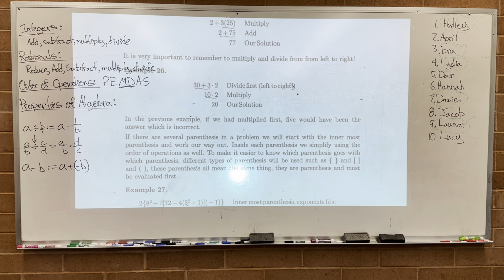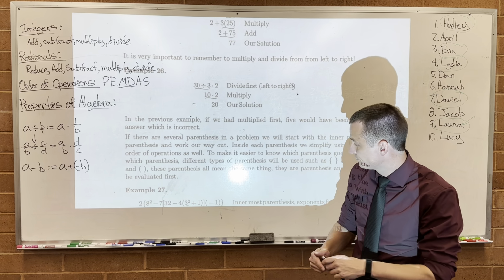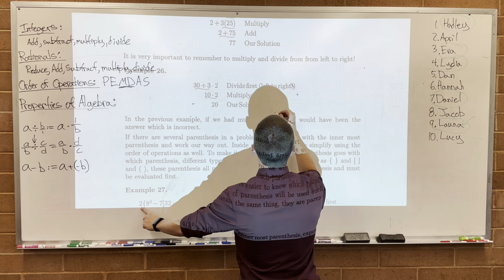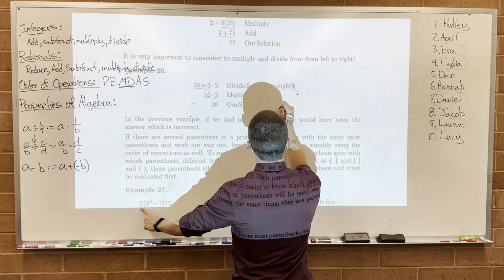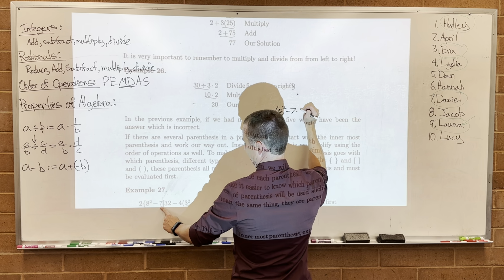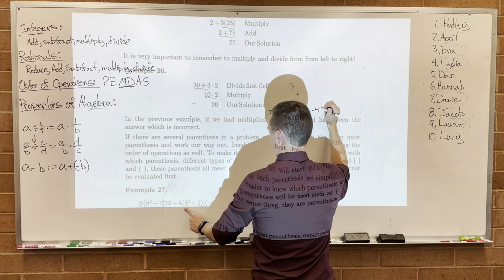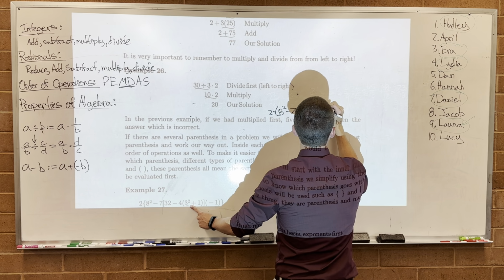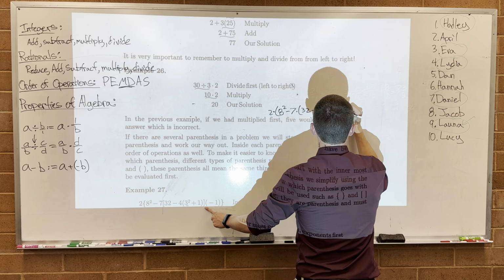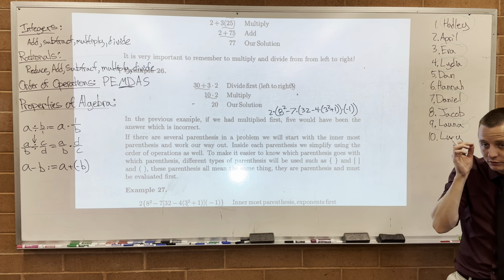All right. Let's try a more convoluted one. We'll rewrite this without all the fancy brackets. So we have 2 times 8 squared minus 7 times 32 minus 4 times 3 squared plus 1, and parenthesis, all times minus 1, and parenthesis.